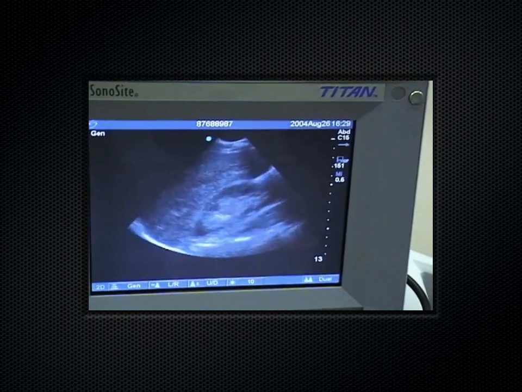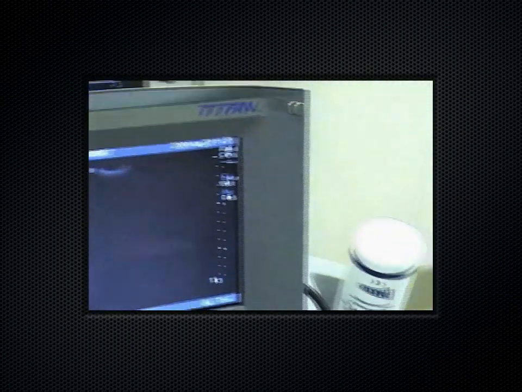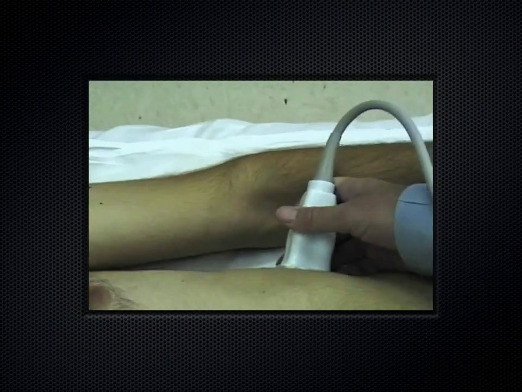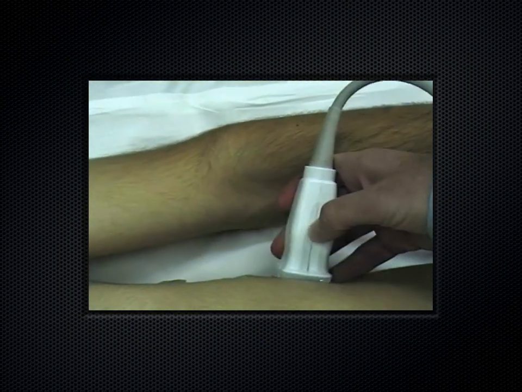But that's the kidney's long axis. Rotate the probe 90 degrees, there's a short axis. And again, on the left side, it's the same thing. Indicators towards the patient's head to get that long axis on the screen. And then to get a short axis, you rotate it towards the ceiling.